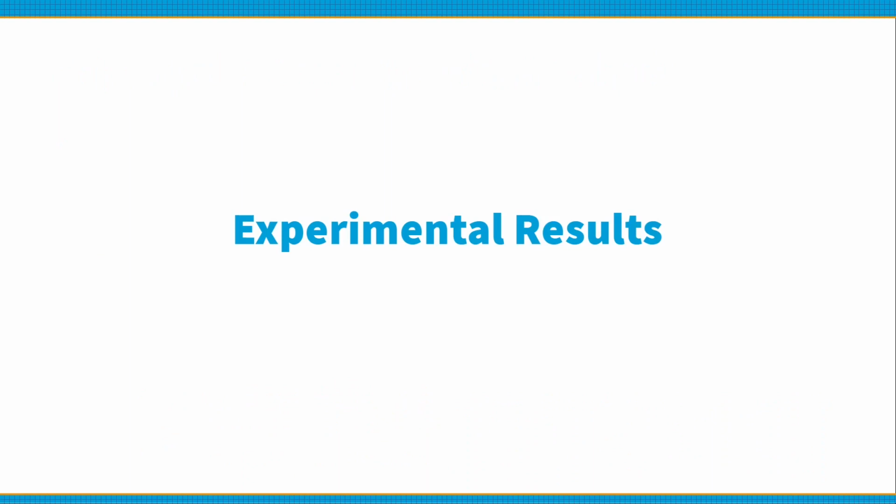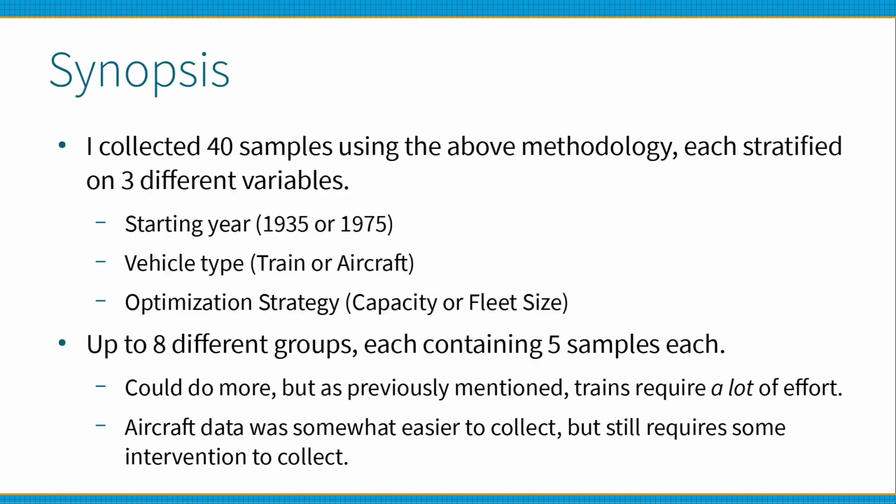And so now, the much awaited experimental results. I collected 40 samples in total, about 20 of each per year, 20 of each per vehicle type, and 20 of each per strategy. In other words, with every combination of the three, I collected 5 samples. And I could do more. The planes would be easier to do, but trains require tons of effort, and this took a lot of time to do as it was.